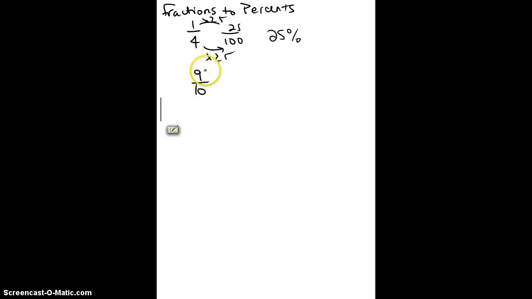Like 9 out of 10, you could just multiply both by 10 or add a 0 and get 90%. Something like 4/5. Again, you shouldn't need a calculator. You should get that out of 10. So double and double. And so you get 8 out of 10, which again is 80%.